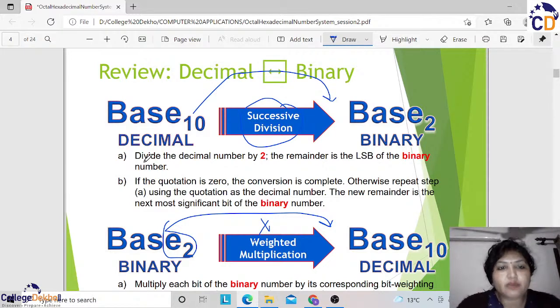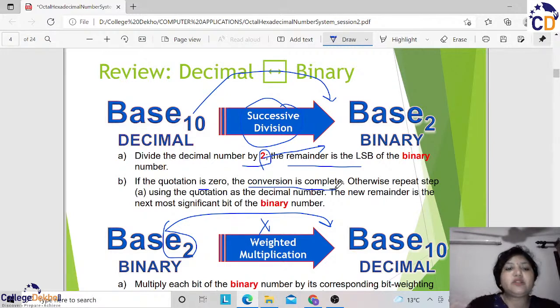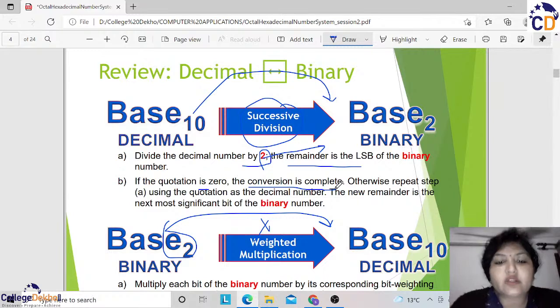Let us see the main points. Divide the decimal number by 2. Why 2? Because we are converting into a binary number, so the base of the binary number is 2. The remainder is the LSB of the binary number. If the quotient is 0, the conversion is complete. So at the end, if you get 0, your division will be complete. Otherwise, we need to repeat the steps until we get 0.